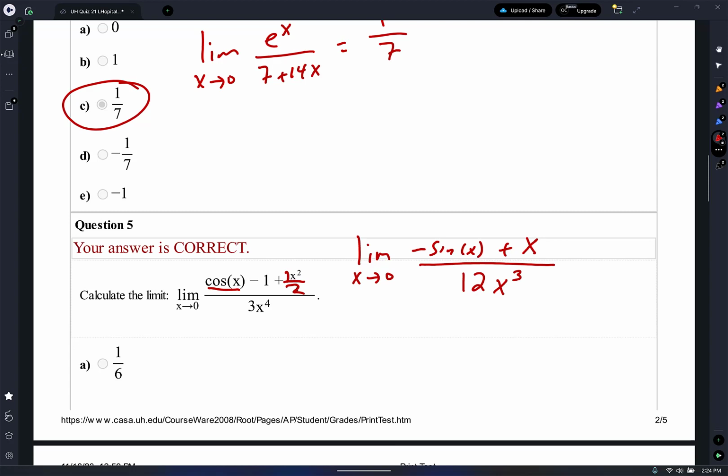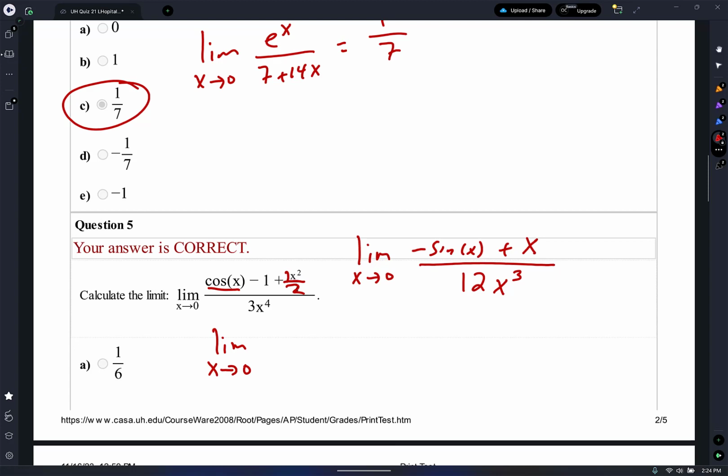I'm going to try 0 again. Notice that if I plug in a 0 again, do I get 0 over 0? What's sine of 0? Sine of 0 is 0. So do we get 0 over 0? So we can do L'Hopital's rule again. You can do L'Hopital's rule as many times as you want, as long as you keep getting indeterminate forms, 0 over 0. Cool or not cool?